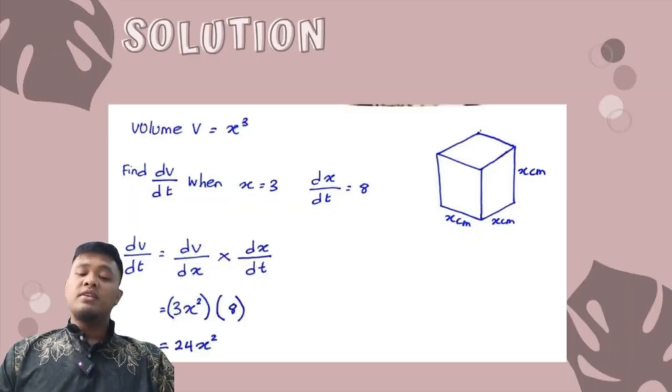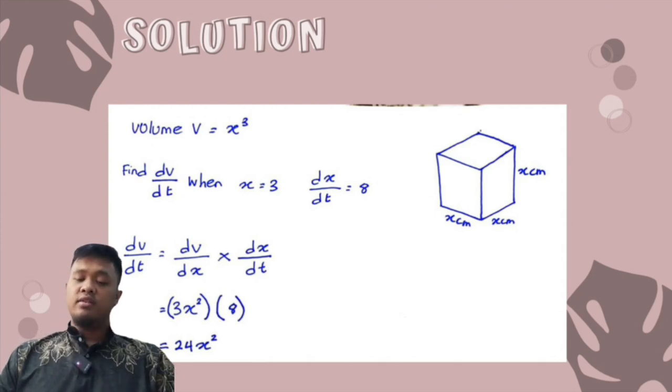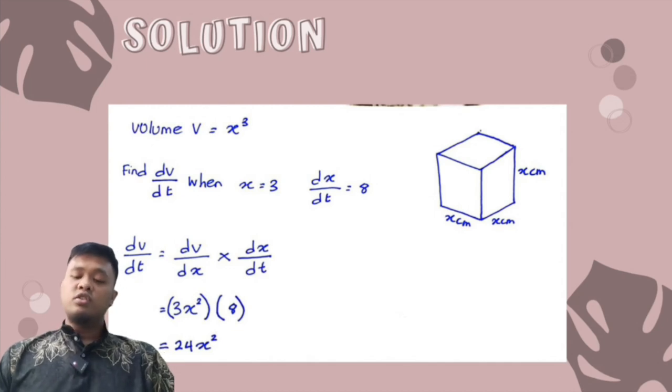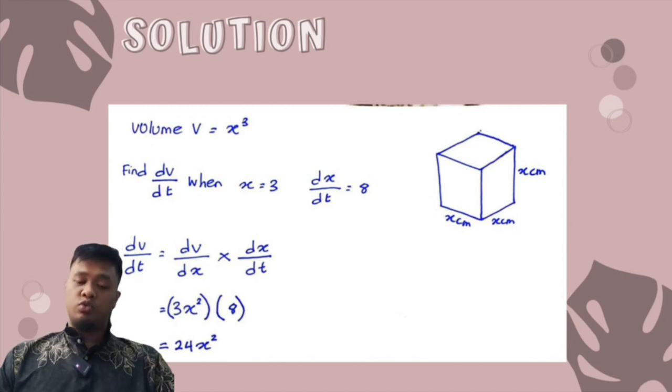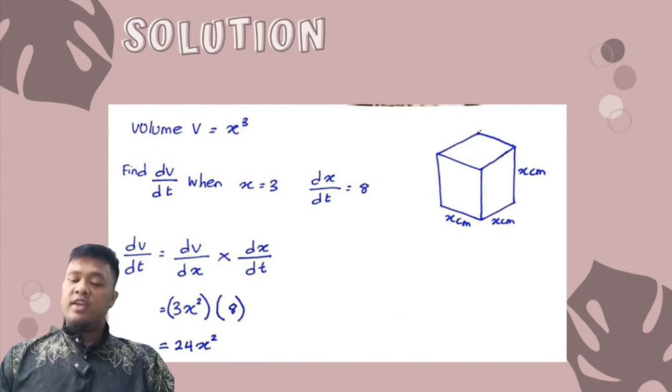Okay, firstly, we must write down all the information given. To find the volume, we must multiply x times x times x because we don't know the length, width, and height. So, x times x times x equals x power 3. We must differentiate x power 3, which equals 3x power 2. Next, write down the formula of rate of change: dv over dt equals dv over dx times dx over dt.